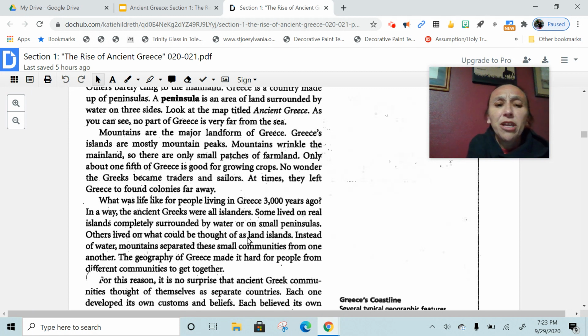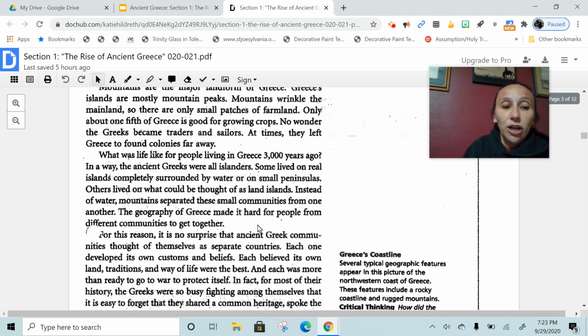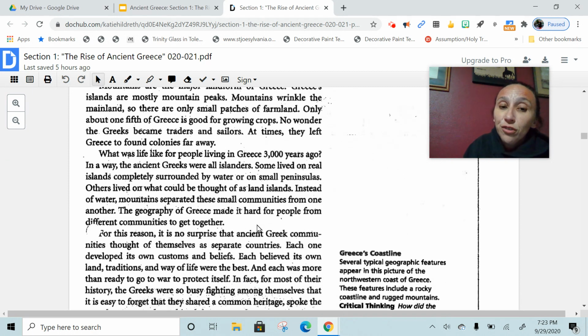Others lived on what could be thought of as land islands. Instead of water, mountains separated these small communities from one another. The geography of Greece made it hard for people from different communities to get together. So here are some clues, right? Difficult, very challenging, with what types of jobs they could have. Travel, visiting people could be a challenge. And it didn't necessarily just have to be water, mountains were a big challenge too.